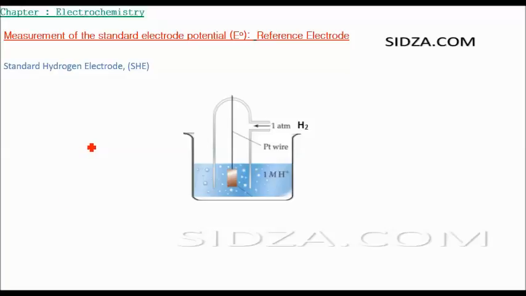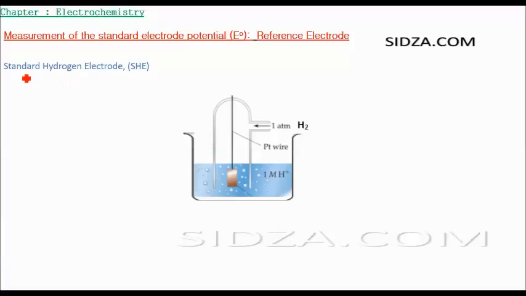Now in this lecture we will discuss the measurement of electrode potentials. How do you measure electrode potentials? If you take any electrode and you want to measure its electrode potential, for that purpose we take a reference electrode, right? So for the measurement of different electrode potentials, we take a reference electrode.